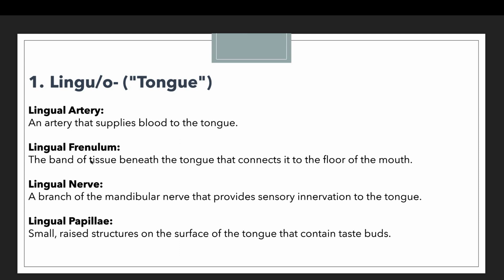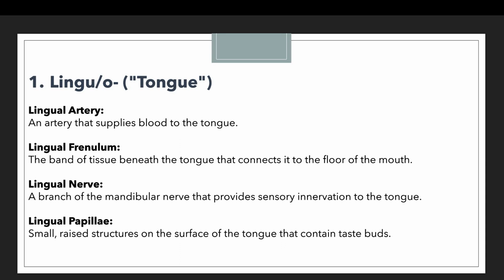Now we will look at the third example, which is lingual nerve. What is the lingual nerve? It is a branch of the mandibular nerve that provides sensory innervation to the tongue. So if someone asks you which branch of the mandibular nerve provides sensory innervation to the tongue, you can simply reply that it is the lingual nerve. This is how we are supposed to identify the terminology and its meaning, by just looking at the prefix.